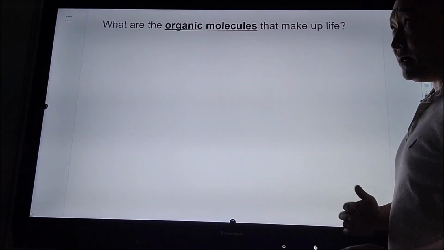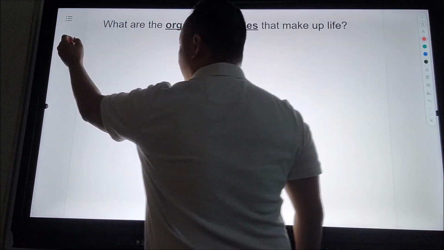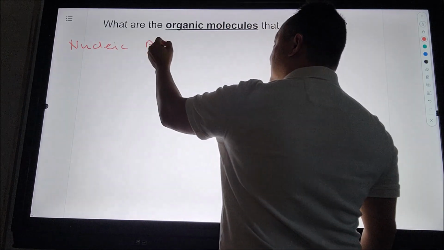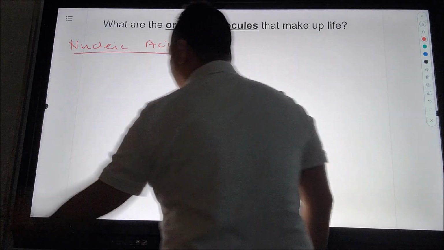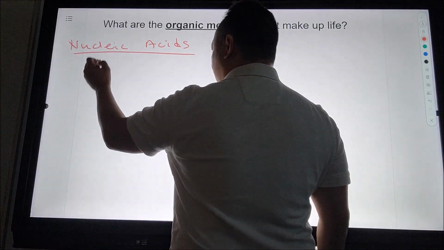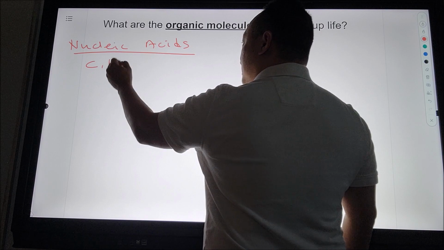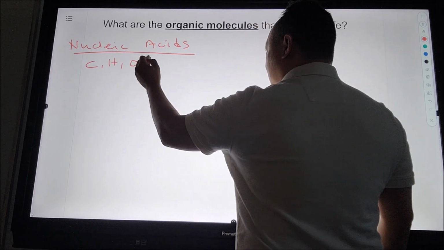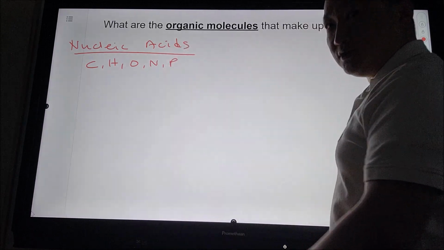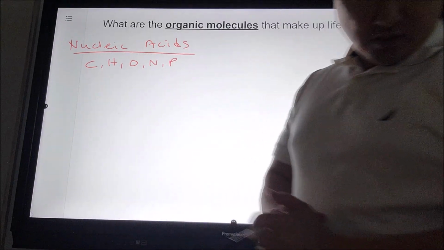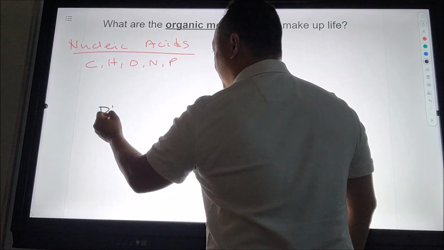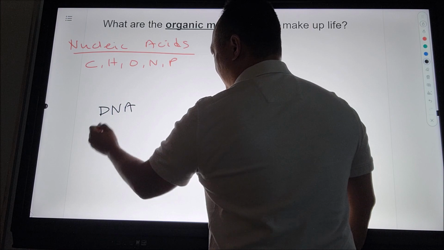All right, and our final molecule we'll cover are the nucleic acids. Nucleic acids, as all the other ones, have carbon, hydrogen, oxygen. They also have nitrogen, and in addition to all that, they also have a phosphorus group. So the only two nucleic acids you'll see in our class are DNA and RNA.